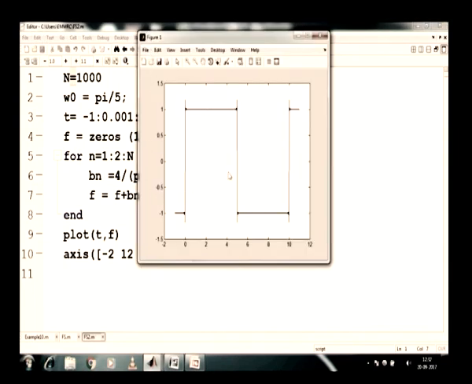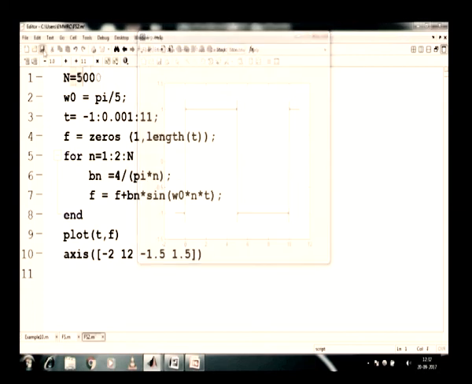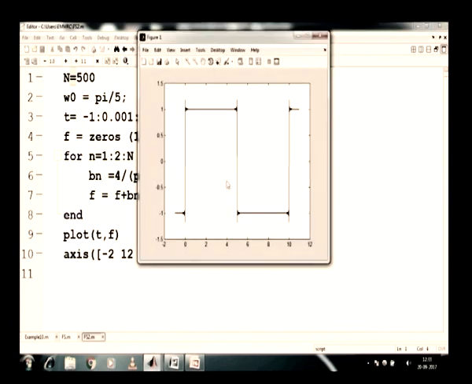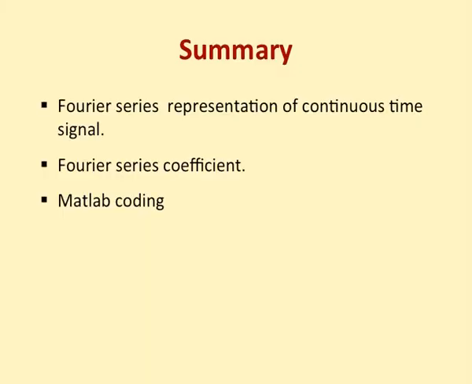So, this is for n equal to 1000. For 500, okay. So, this is the way we are obtaining it, simplifying the expression and developing the MATLAB coding to get the Fourier series representation. So, in today's episode, we have discussed the Fourier series representation for continuous time signals, how to represent continuous time signals and what the Fourier series coefficients are, then how to obtain them by mathematical expressions and how to write the MATLAB coding as discussed in today's session.